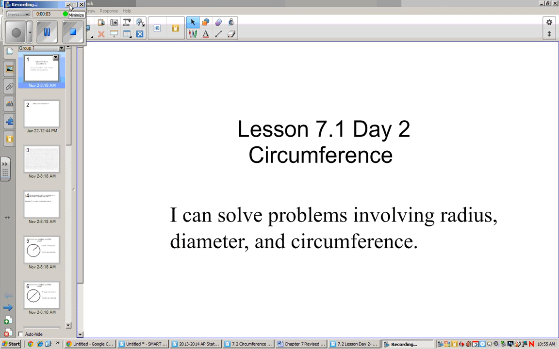Hello. Today we're going to be learning about circumference. By the end of today, you should be able to say, I can solve problems involving radius, diameter, and circumference.